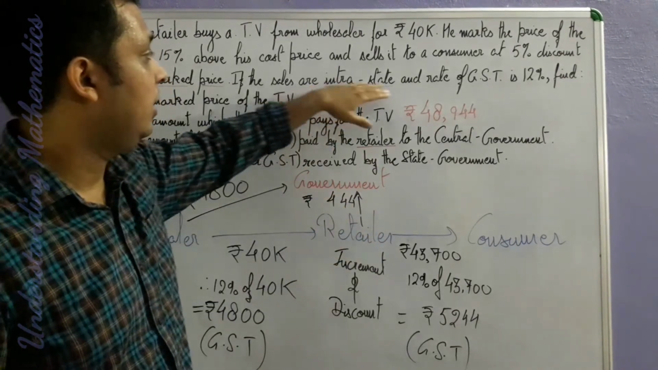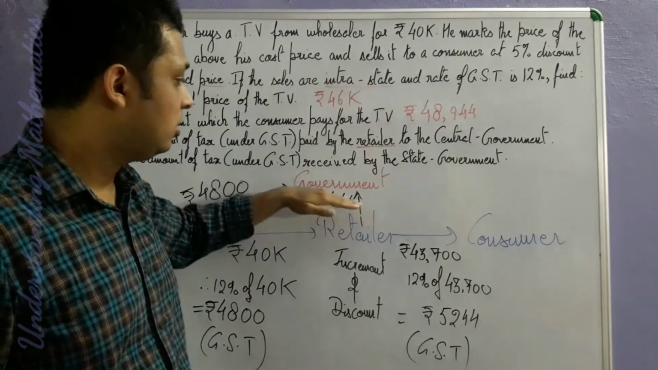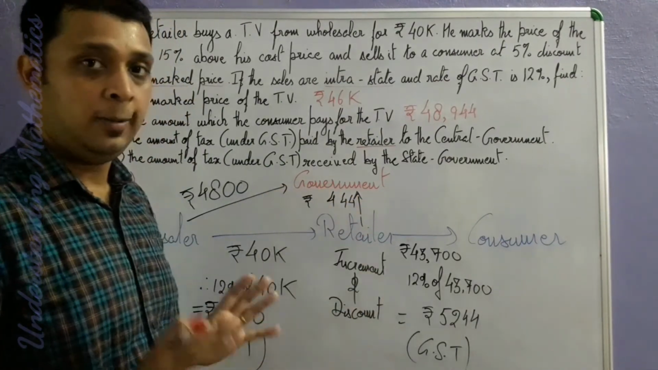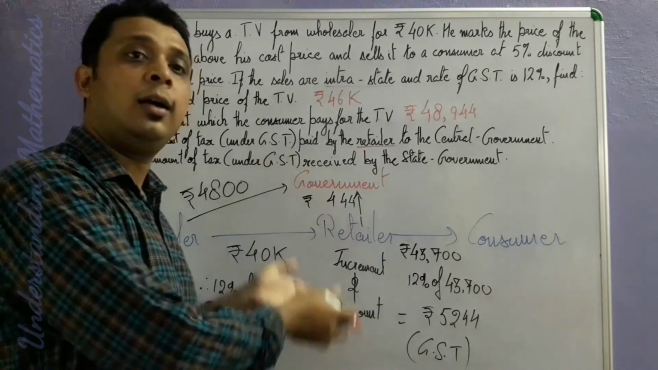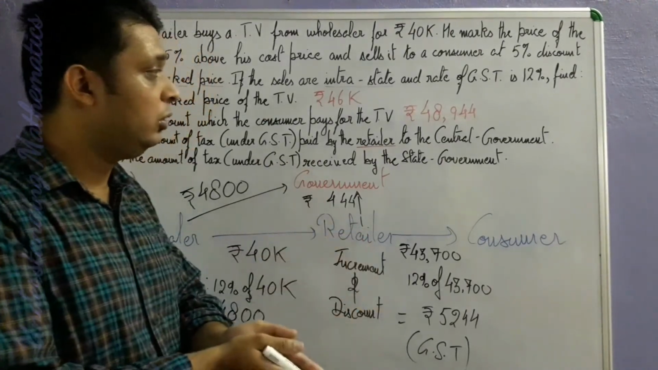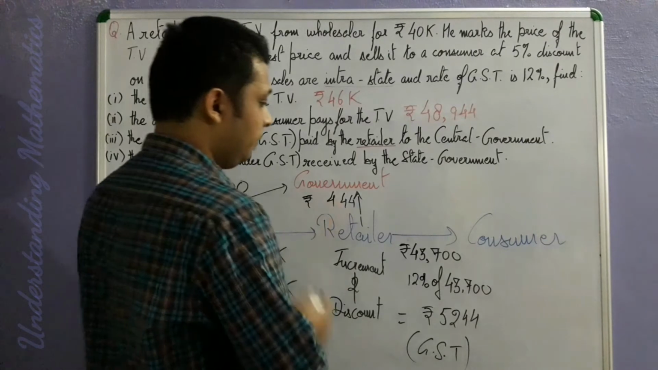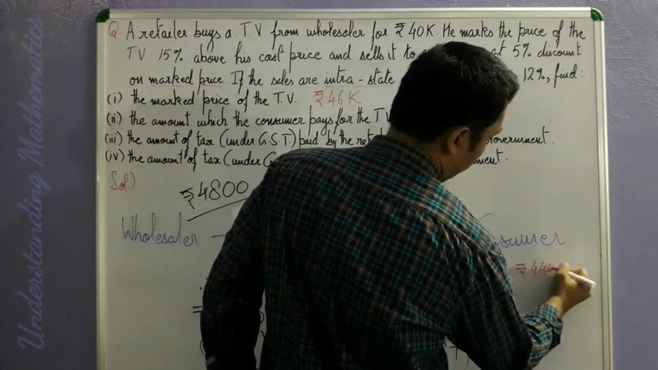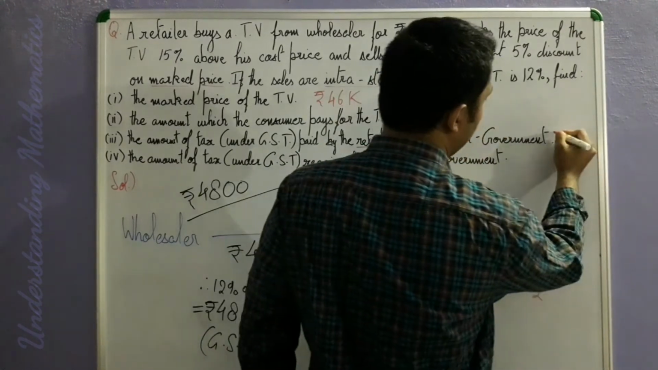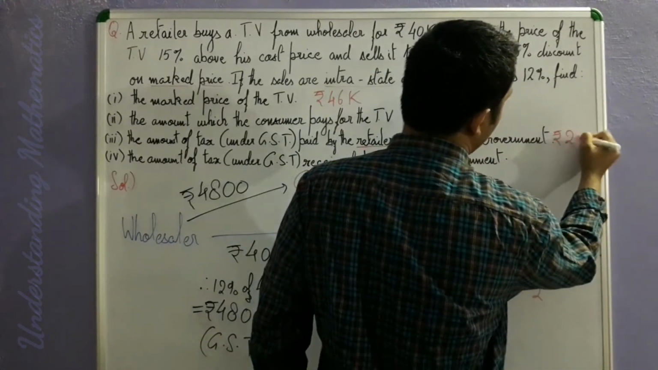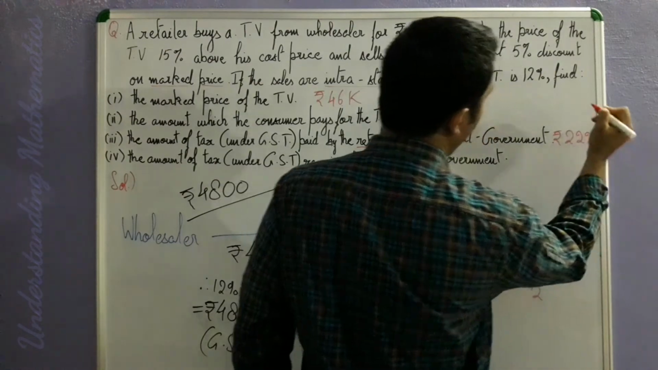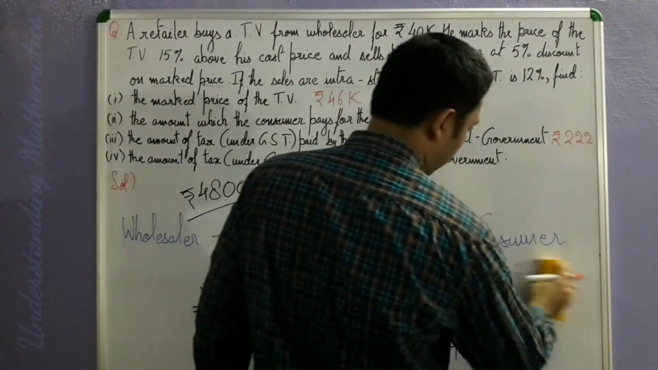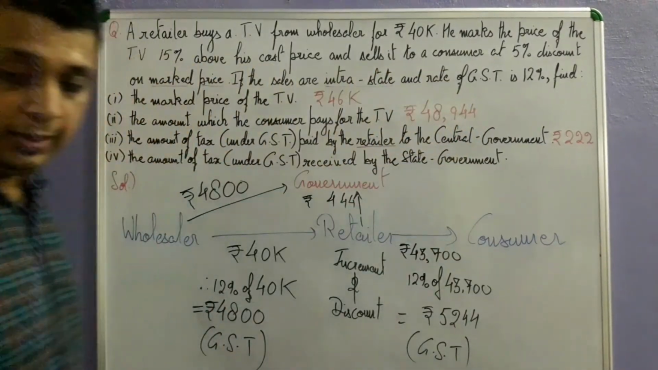Now since it's an intrastate sale, this whole GST amount will be divided into two equal parts. Clear? Half will go to the central government and half will go to the state government. So what is half of 444? The answer to the third part of the question is rupees 222 will be paid by the retailer to the central government as GST. Clear?